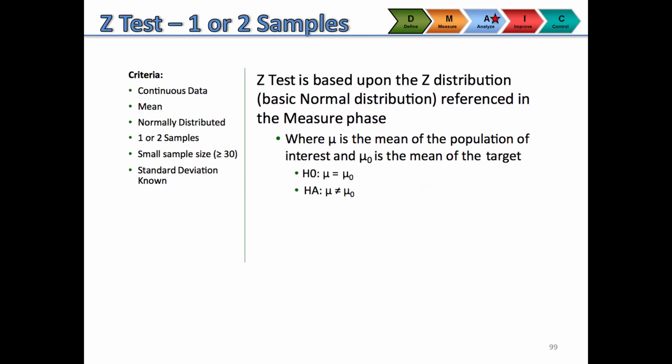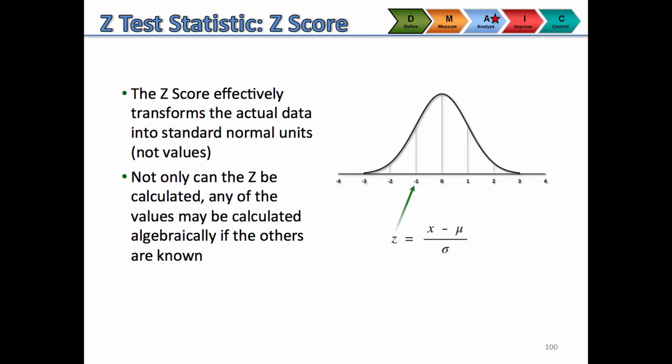Z-test, one or two sample. We've done some of these last week. Continuous data, we're looking at the average. It's normally distributed. One or two samples, a small sample size, and the standard deviation is known. Same idea, the null and the alternative. And there's a beautiful Z statistic that effectively transforms the actual data into standard normal units.